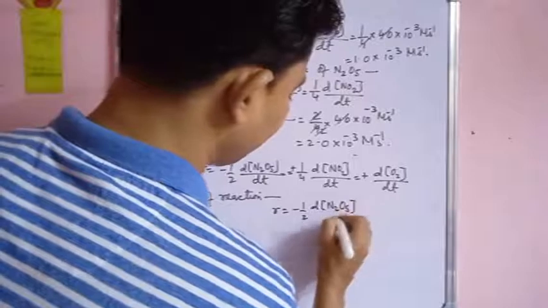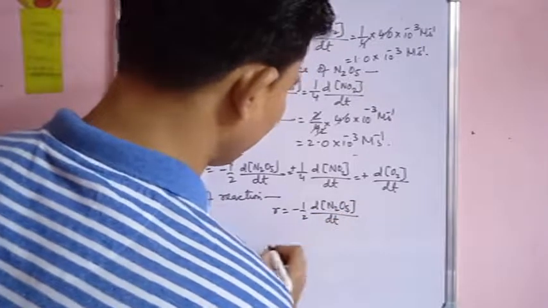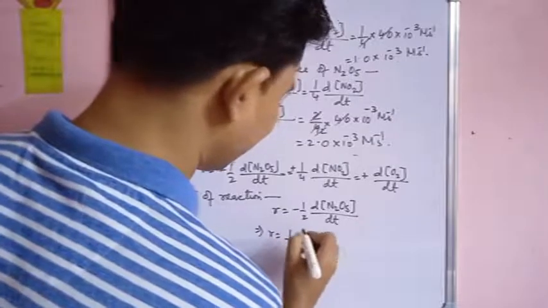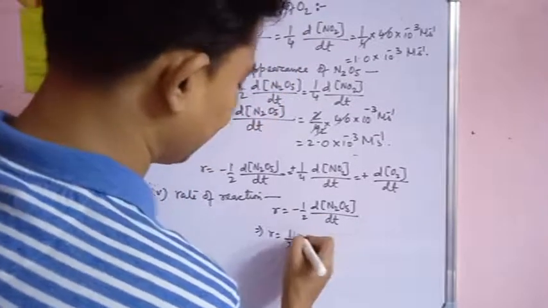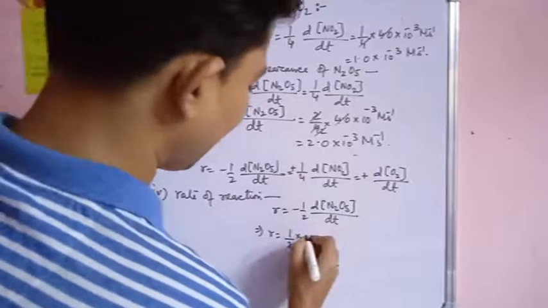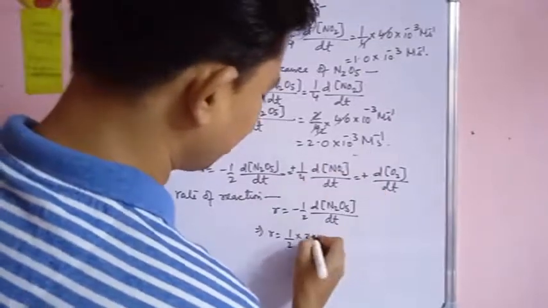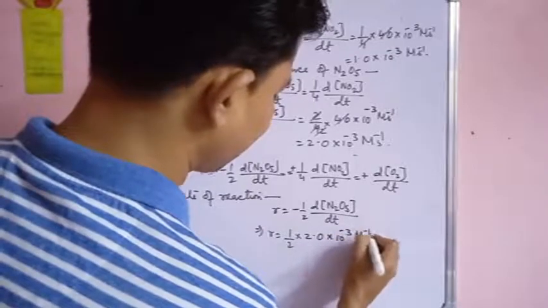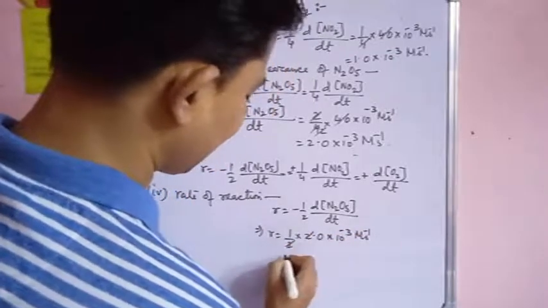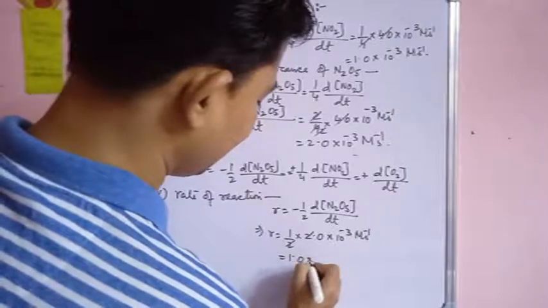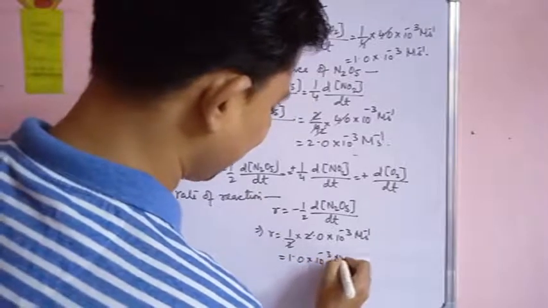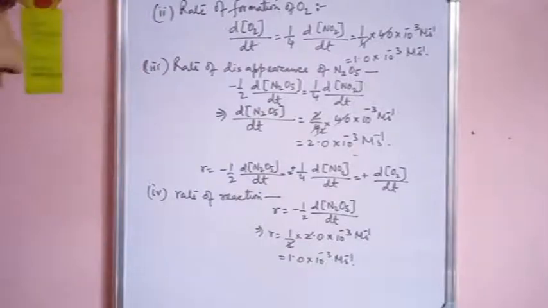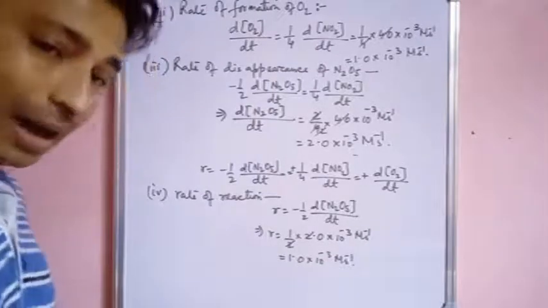Okay, dN2O5 by dt. So that is r is equal to, now it is the final equation, so the minus sign will not remain. So it is 2 into dN2/dt, which is 2.0 into 10 to the power -3 amp per second. So that cancels out and it comes to be 1.0 into 10 to the power -3 amp per second. Now this is our final answer.